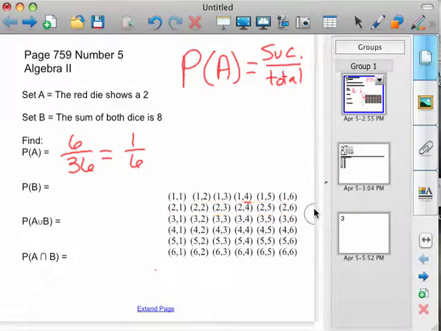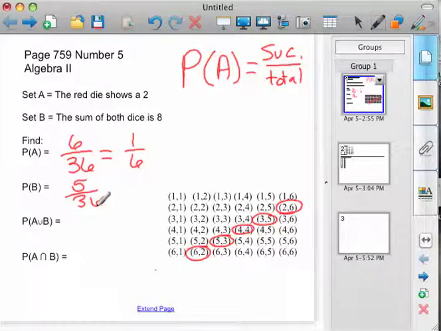Now part B is what's the probability that their sum is 8. So if you look at these, well, 4 and 4, 5 and 3, 6 and 2, 3 and 5, and 2 and 6, all of those have a sum of 8. There are no others with that sum of 8. Well, if you count them up, that's 1, 2, 3, 4, 5 out of 36 possibilities. So 5/36 is the sum of 8.